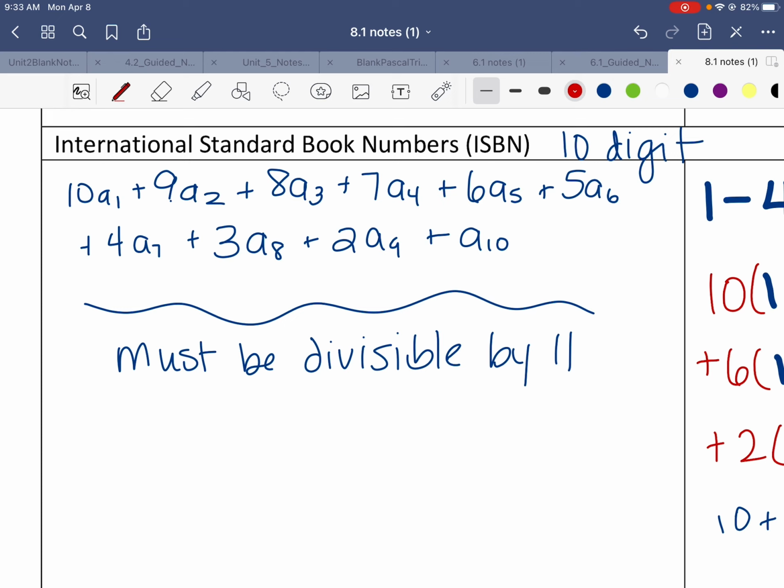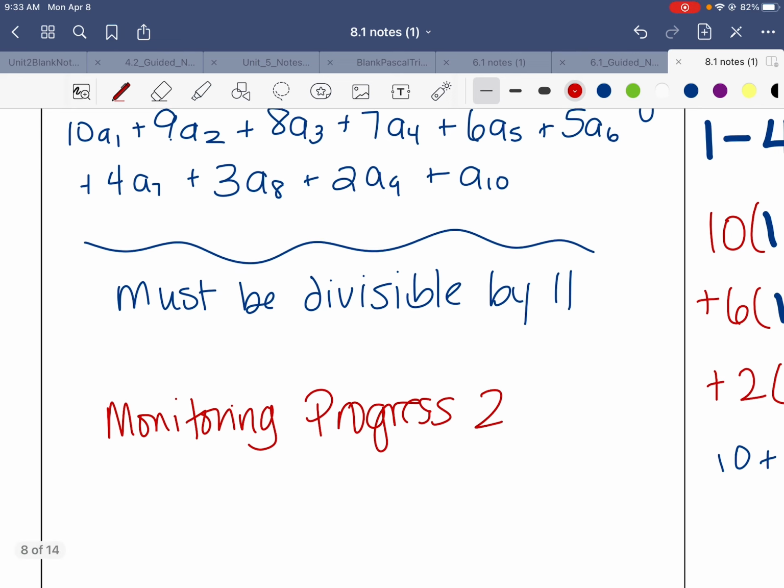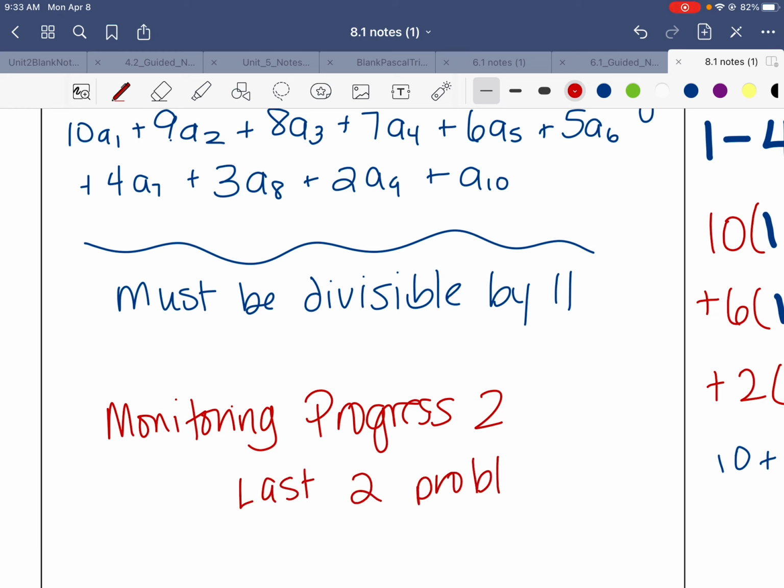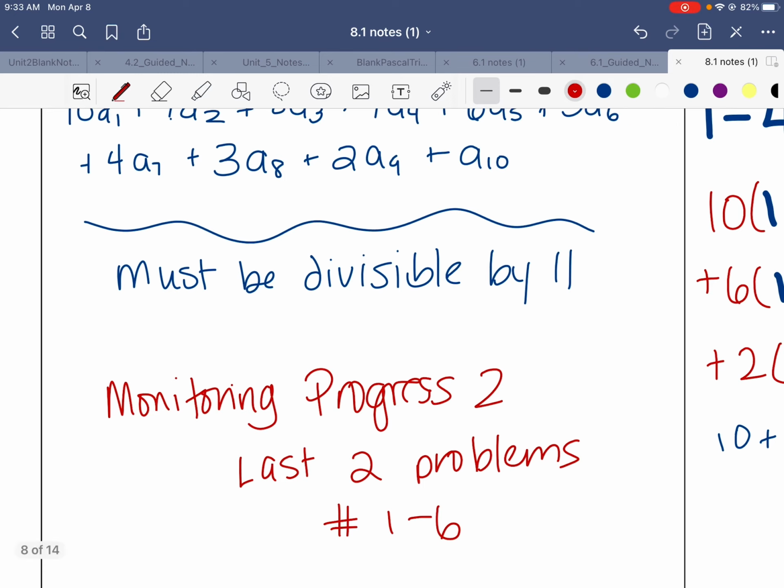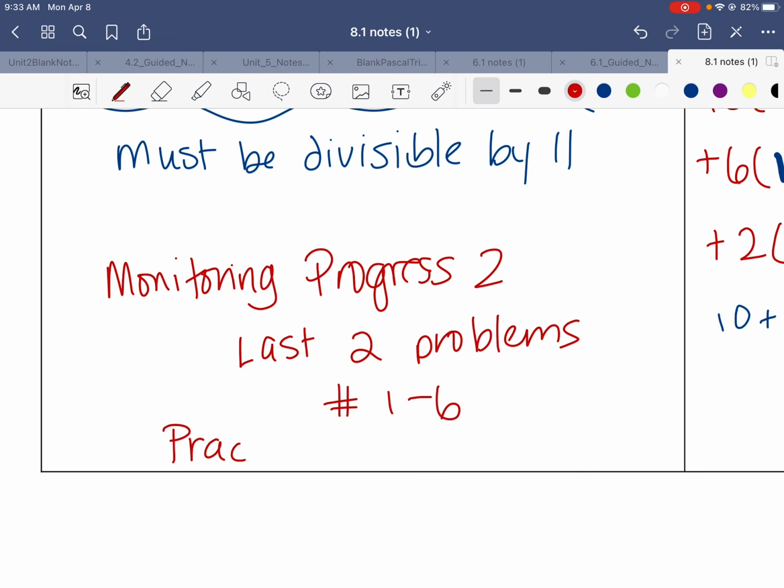After you complete this, you're going to go to monitoring progress. That's on the back of your notes. And then you should be able to complete the last 2 problems. If you have not completed the ones prior to that, you want to complete all. So number 1 through 6 is what you want to complete on that. If you finish that, you can go over to practice 8.1. And you should have everything that you need to be able to complete that. So you guys have quite a bit of work to work on at this point.